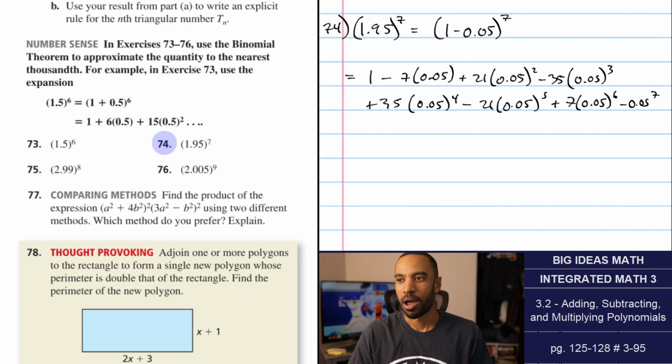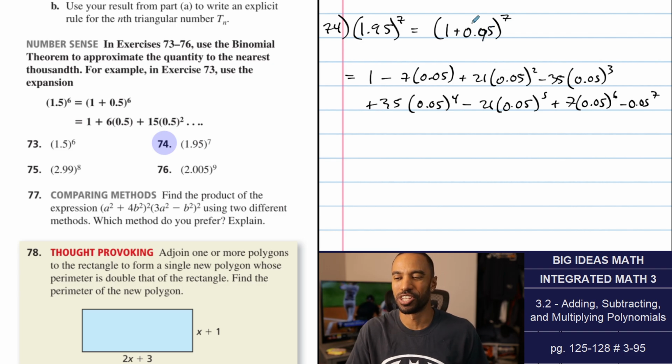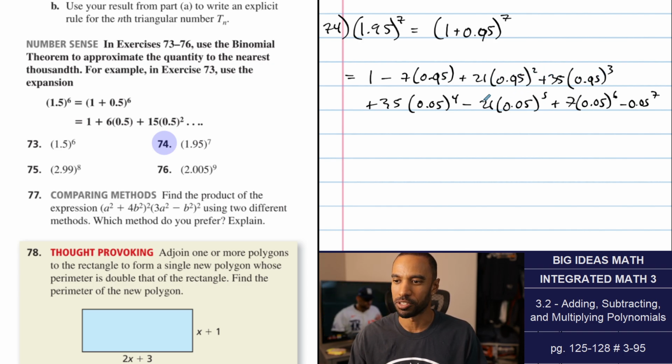Okay, and as I started to do the problem, I realized something really stupid. 1.95 is not 1 minus 0.05. It is 2 minus 0.05. So here's what I'm going to do. I'm going to turn this to a plus. I'm going to do 0.95. So I'm going to change all these to 0.95s, and then I'll go and recalculate it. My apologies to that. And these all have to be pluses now.